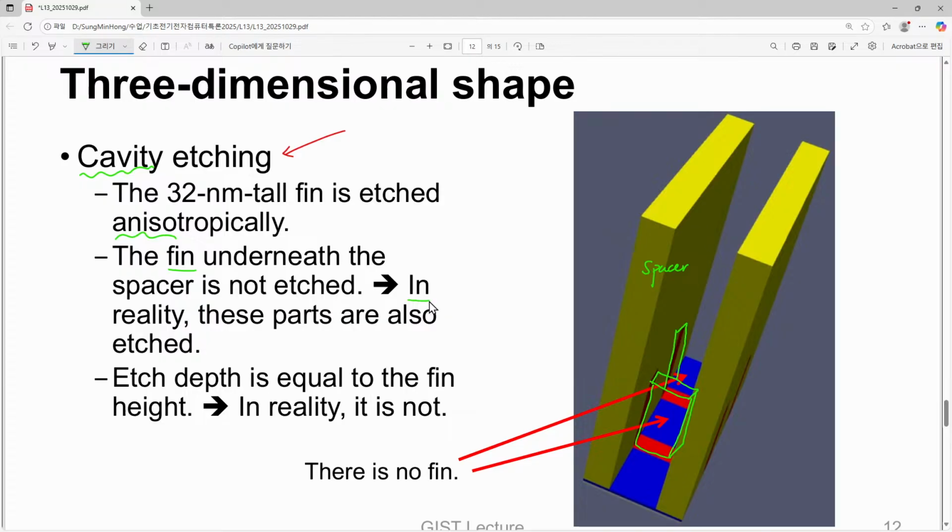But in reality, we intentionally mix anisotropic etching and also isotropic etching. So actually, yes, a certain amount of silicon fin underneath the spacer is etched away, but that is not considered in our simple example. Then you can ask me this question: why do we need cavity etching?